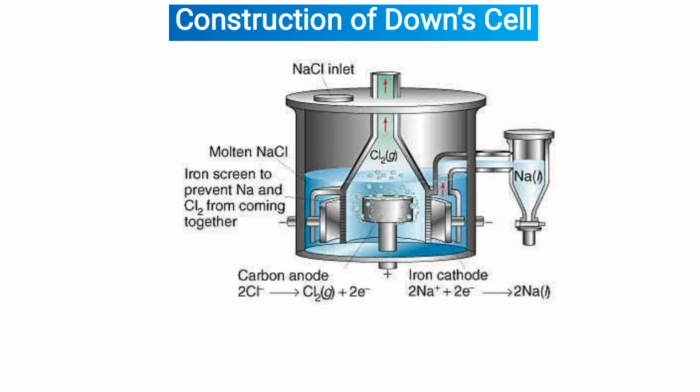So this is a Downs cell, and this one is the inlet for NaCl, and here Cl2 gas is released. This is the outlet for Cl2 gas, and this is the molten NaCl, and this is a carbon anode, and this is the iron cathode, and from here pure sodium metal is obtained.